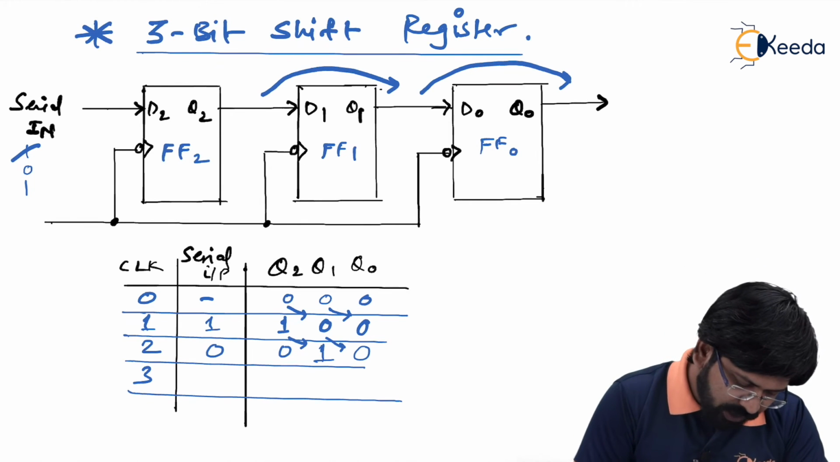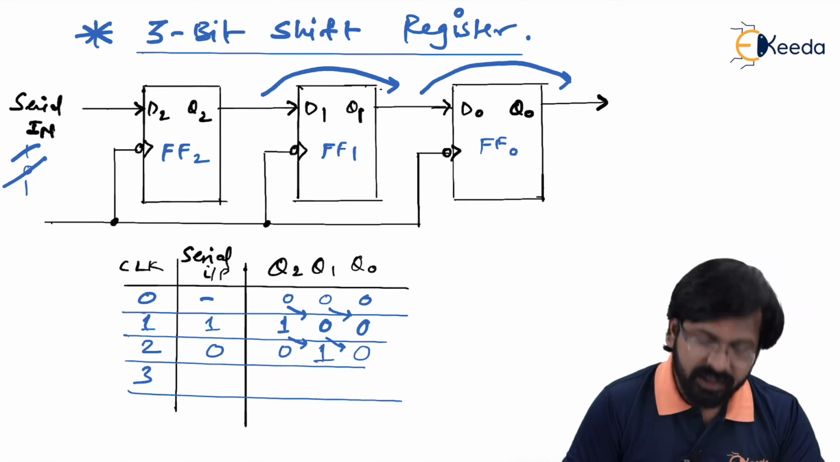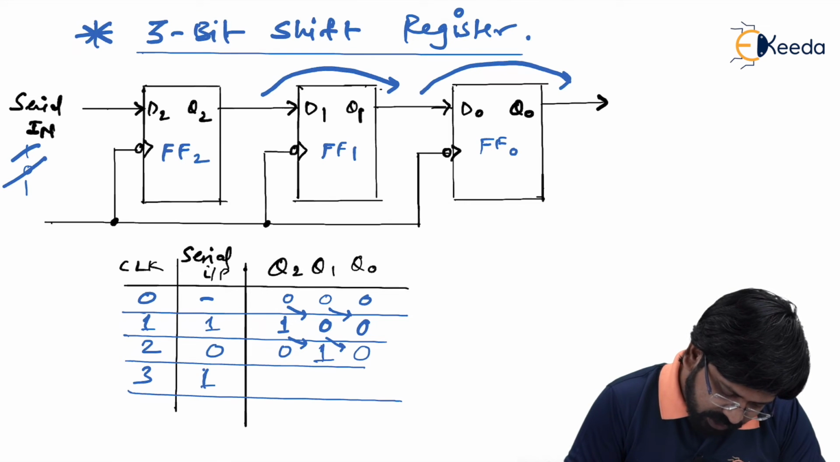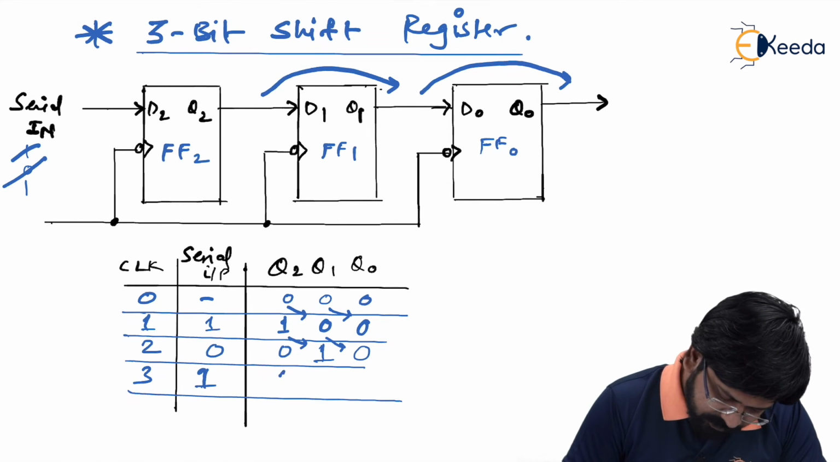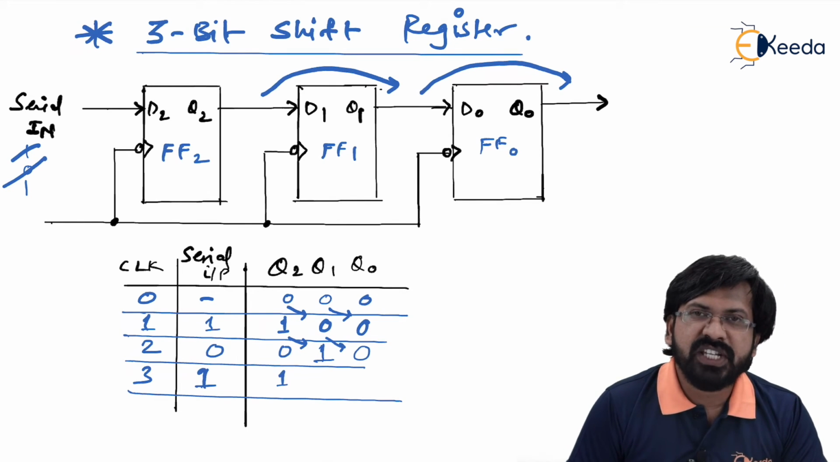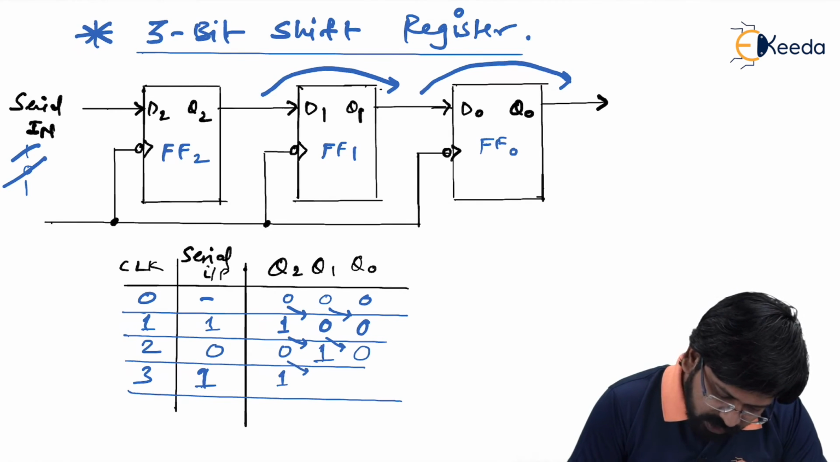Then at third clock pulse, what is going to happen? At third clock pulse, I'm going to remove this 0 and I'm going to replace it with 1. So the new input is equal to 1. Since D2 becomes 1, Q2 will also become 1 because of the triggering. So every time you give serial data, that serial data appears on Q2. The previous Q2 gets shifted to Q1 and the previous Q1 gets shifted to Q0.